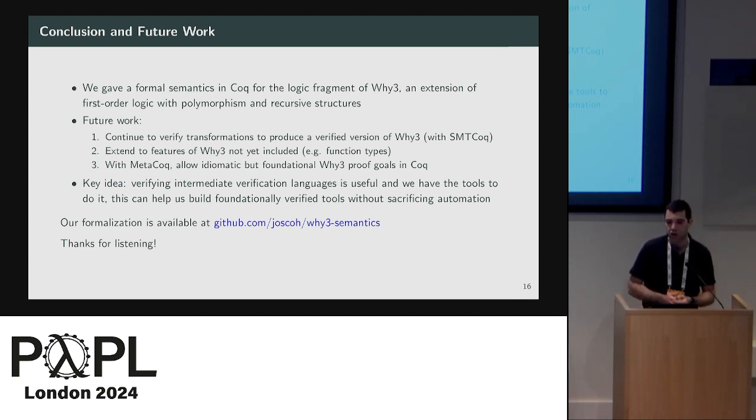In the future, we'd like to extend this work in a couple of directions. So we'd like to continue to verify these transformations to produce a verified Why3 implementation, perhaps, again, with a tool like SMT-Coq. We'd like to extend this to features of Why3 that we haven't yet included, like function types. And we'd like to use a tool like MetaCoq, which would enable us to prove Why3 goals foundationally in Coq, but have more idiomatic proof goals instead of with our deeply embedded proof system from the previous slide.